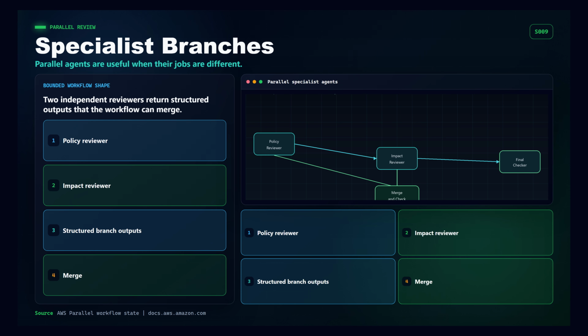Parallel agents are useful when their jobs are different. A Step Functions Parallel state can run branches concurrently and wait until all branches finish before moving on. In this design, one branch can review policy and compliance. Another can review operational impact or customer context. The important part is structure. Each branch should return a defined output. This is not two agents debating forever. It is two specialist checks that the workflow can merge.